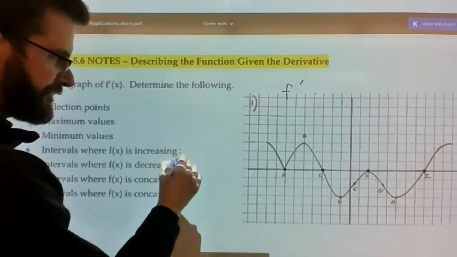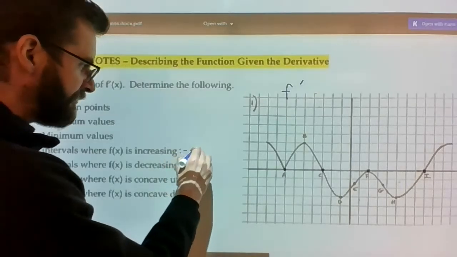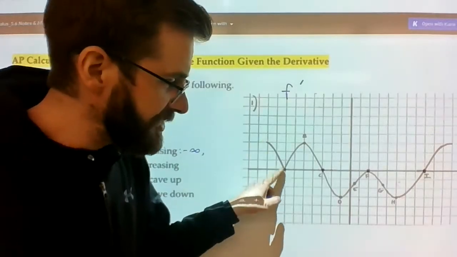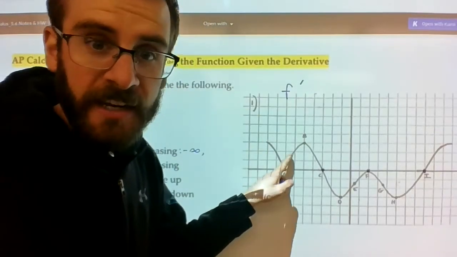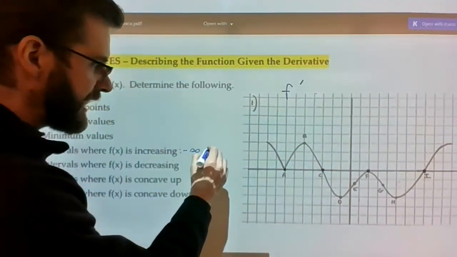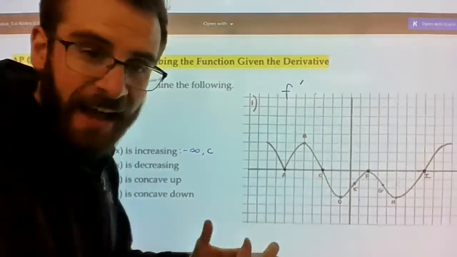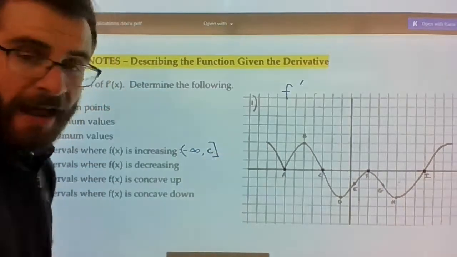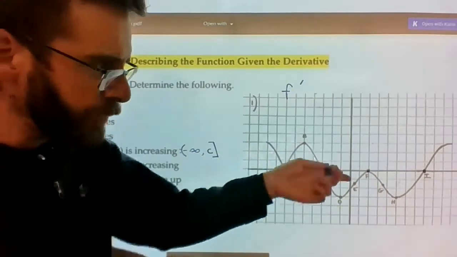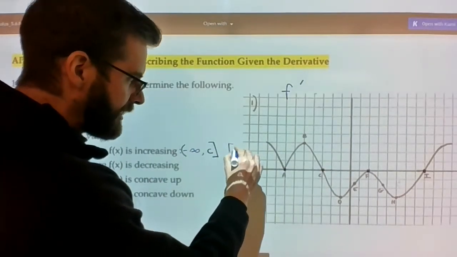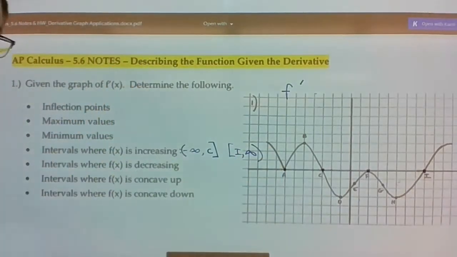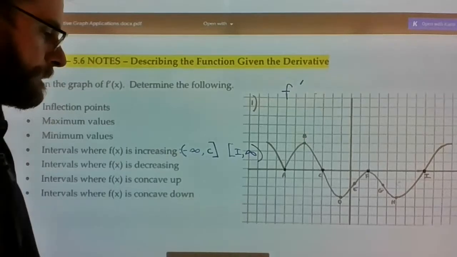Your intervals of increasing are going to be negative infinity to not just a, like it's increasing, it takes a little break at a and then it continues increasing beyond that. For negative infinity to the x value c. Okay? We're going to put a bracket there. Then we're going to go from I to infinity. Those are the intervals where f of x is increasing.